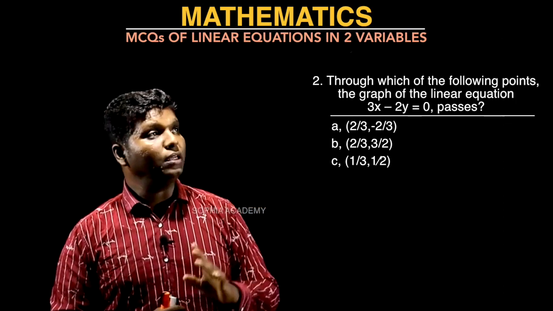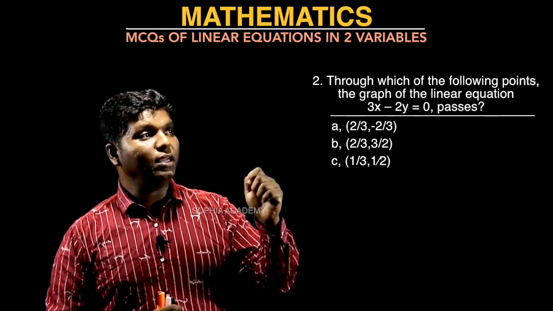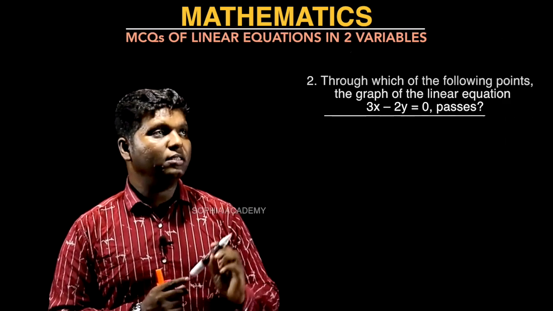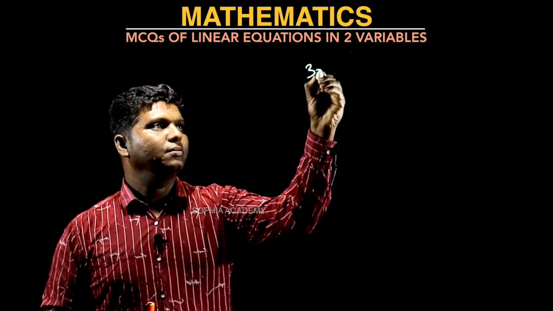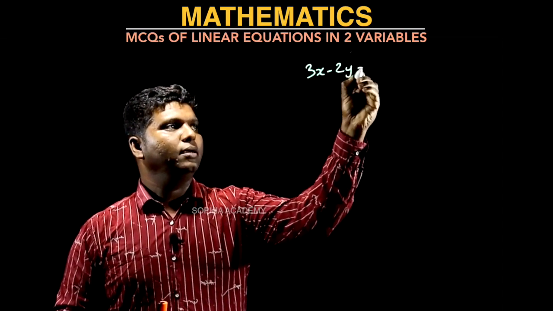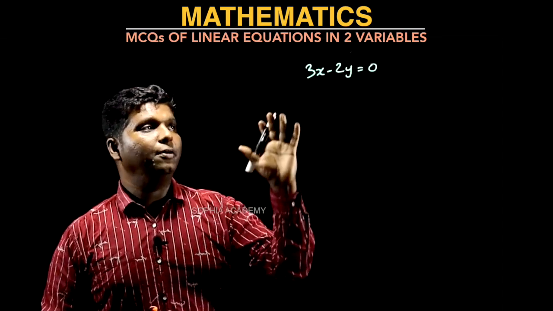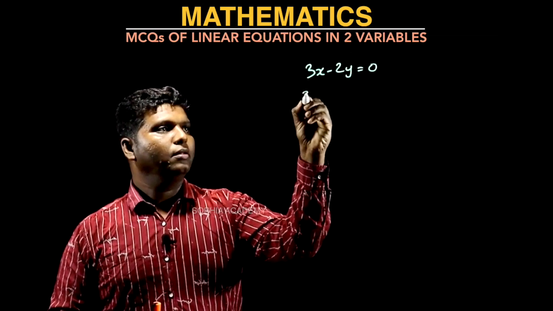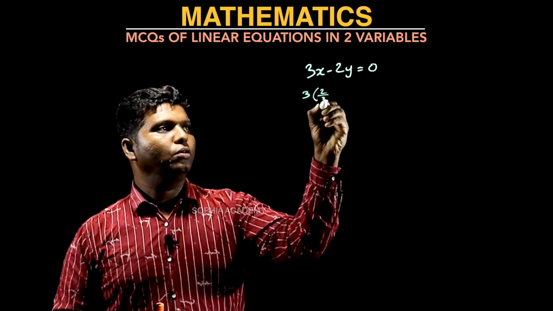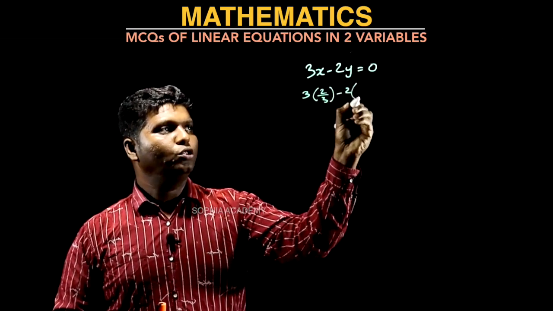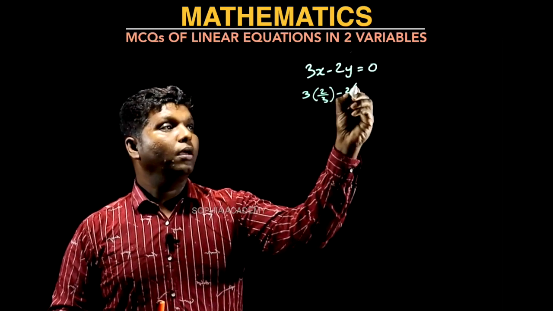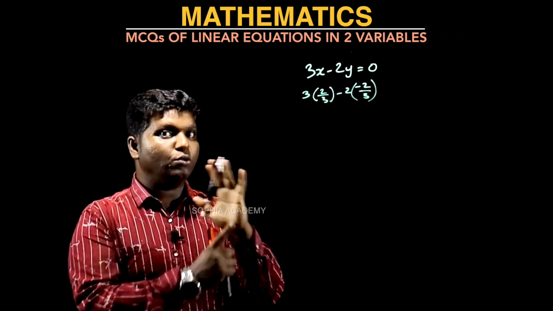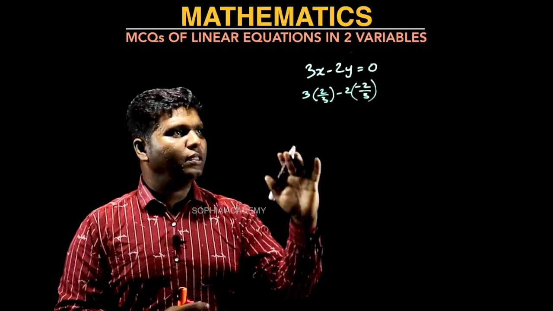Now if you are substituting for x, I will write it and show you. The equation is 3x minus 2y is equal to 0, right? Just imagine, inside this x, if you are giving 2 by 3: 3 into 2 by 3 minus 2 into, instead of y, you have to give minus 2 by 3. Is this equal to 0? If this is equal to 0, then that's your answer. Let us check whether this is equal.